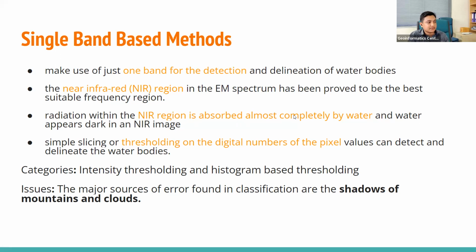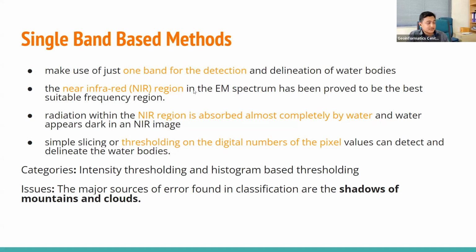So we can just apply some threshold, because in an NIR image water will appear completely dark, and hence by applying a certain threshold we can get the water body. And the last slide also explains the same. We use thresholding on a digital number or the pixel. So the category is intensity thresholding, because the raster image has a digital number, and we use that intensity information to do thresholding. But there is also a second category of thresholding, which is known as histogram based thresholding. This histogram based thresholding I will explain in the next coming slide.